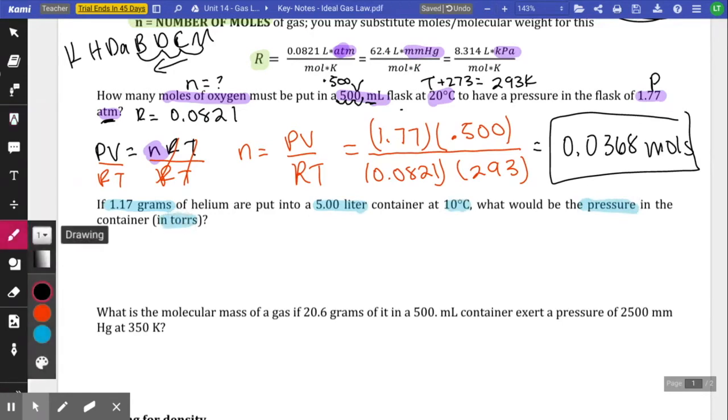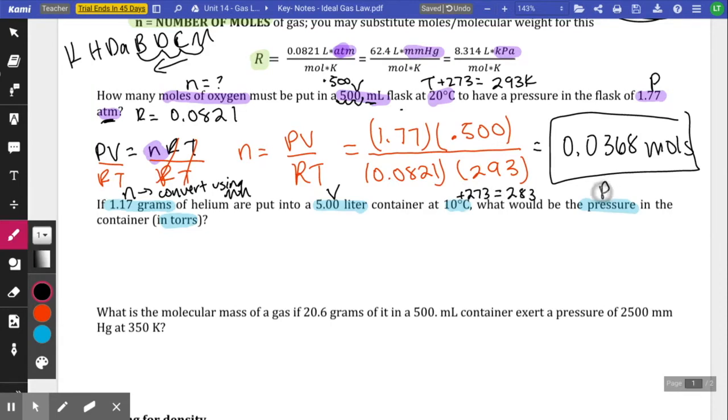All right. So first things first, I have that 1.17 grams of helium. So it's in grams, but I can convert it to moles. So that's going to be my n value, and I'm going to convert using my molar mass because I know it's helium. Then a 5-liter container, that's volume, at 10 degrees Celsius. So again, it's temperature, but we need to add 273. So that gives us 283 Kelvin.